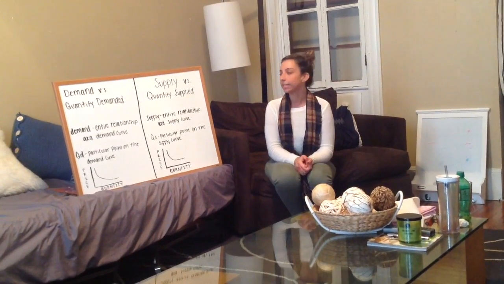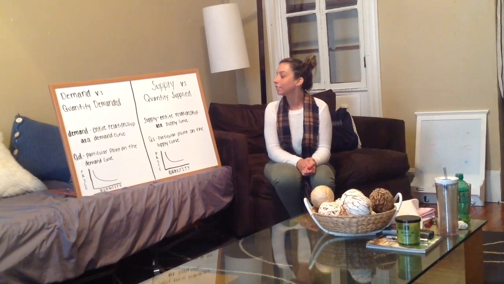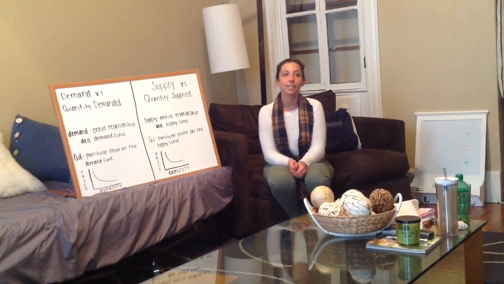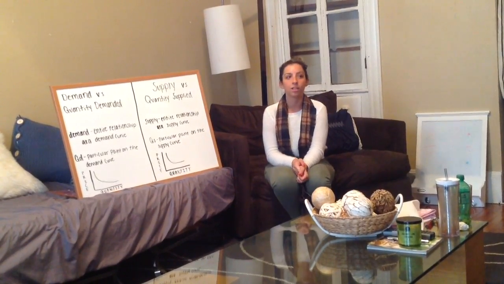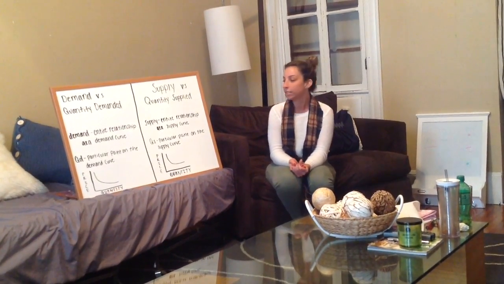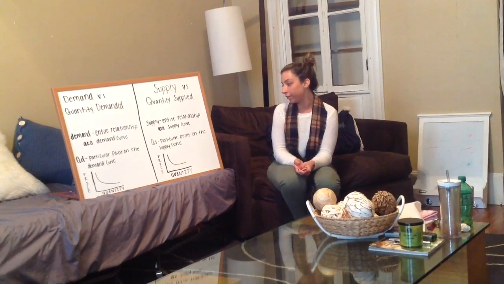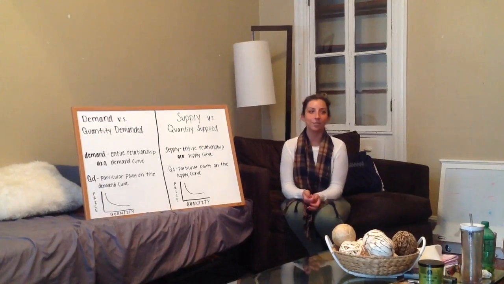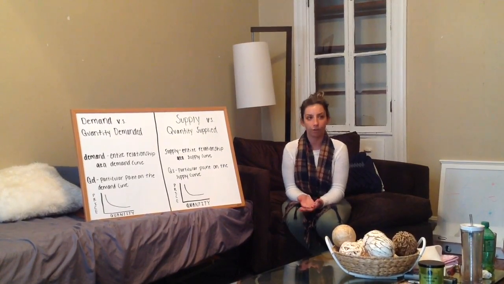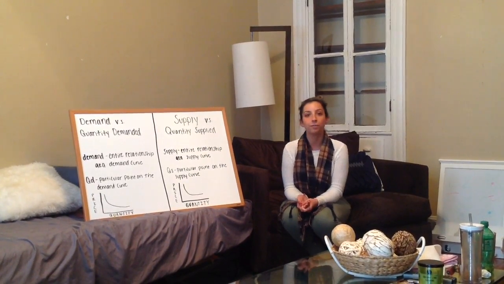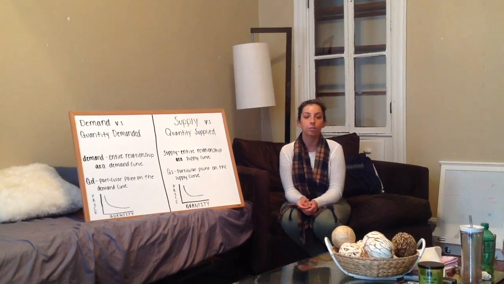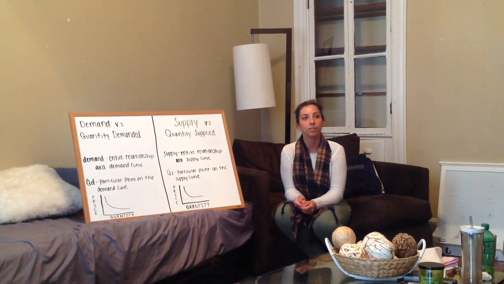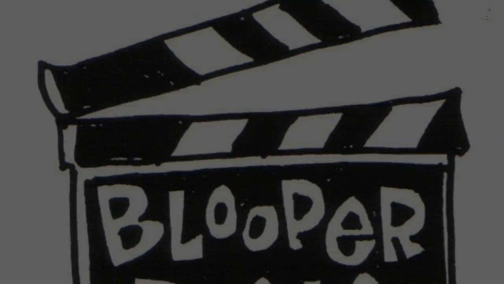And similarly, we also have supply versus quantity supplied. Supply is the entire relationship between prices and quantity of a product supplied at that certain price. This is also known as the supply curve. QS is a particular point on the supply curve. So an increase in supply would cause the whole curve to shift due to the determinants listed before, and an increase in QS would be a shift along the supply curve, and this would be caused by price fluctuation.